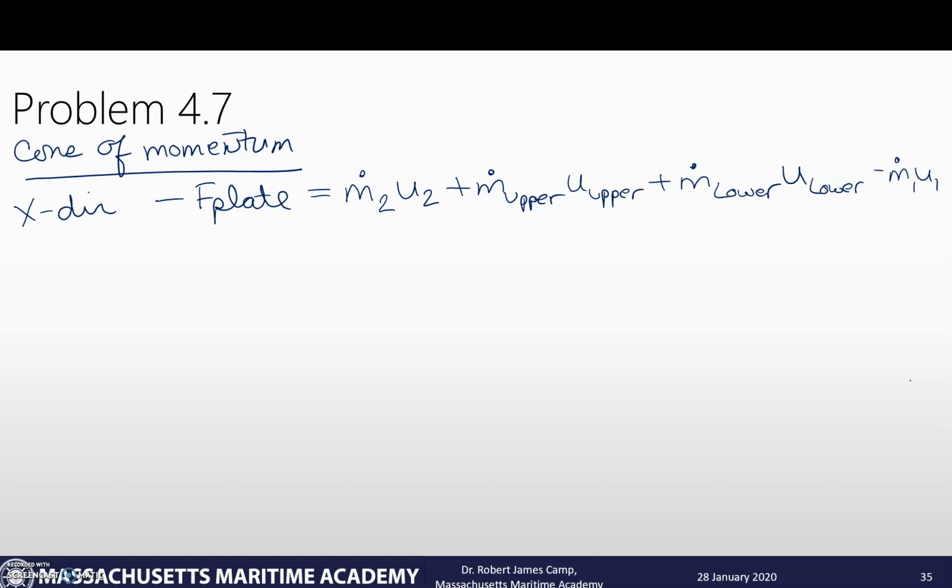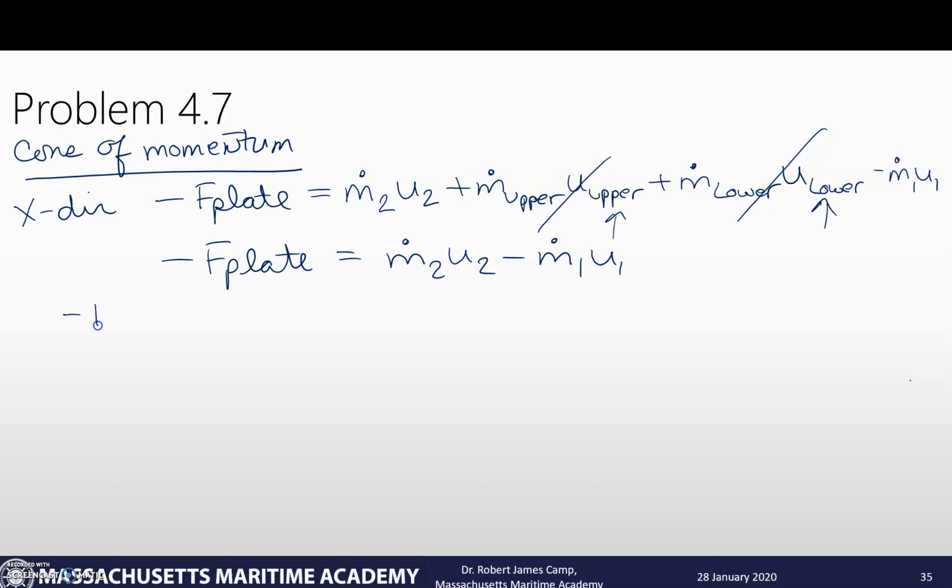Now, these are vector components. There is no x component for going up and down, so those are going to end up falling out. So what we're left with is the negative force of the plate is going to be equal to m dot 2 u2 minus m dot 1 u1. There are different mass flow rates because not all the mass that's coming in the x direction is leaving in the x direction, so we can't drop those down like we've done before.